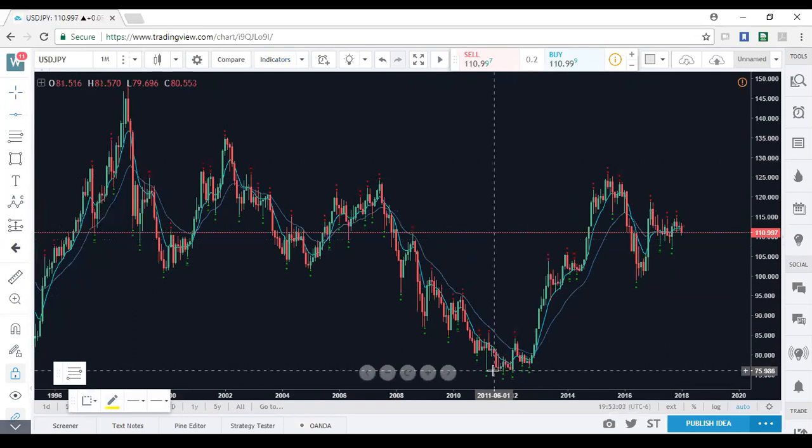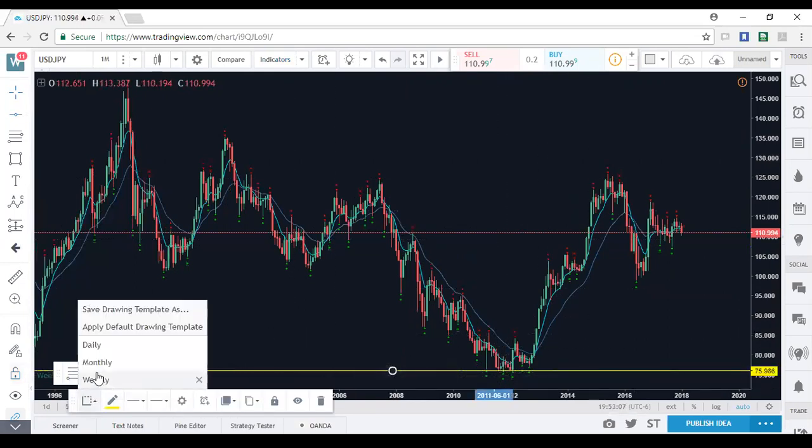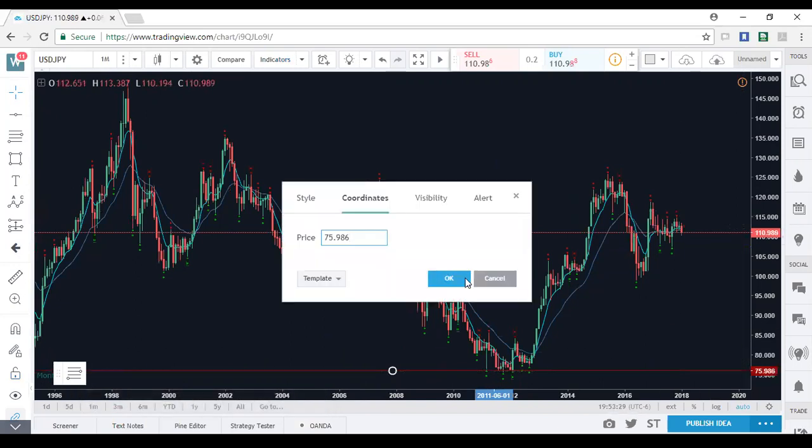So from this low, I'm just going to put my line on the chart around this low, right? But I'm looking at the price over here. So this says 75.98, right? So I can either put that at 76 even or 75 even. I'm going to put that at 76 even.